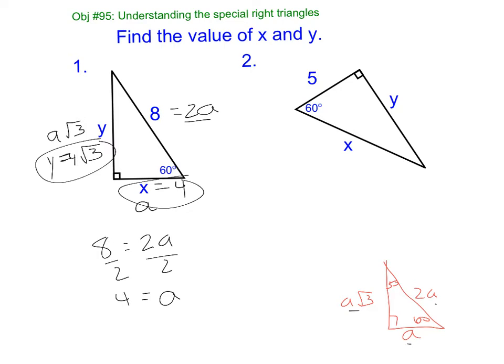All right, so in this one, that's 60. This is 30. So we're given the side across from 30. So this one we're actually given our A. 5 equals A, which means this side is 5 root 3, right? A root 3 and 2A. So 2 times 5 is 10.